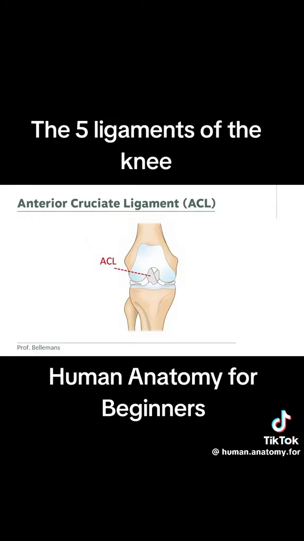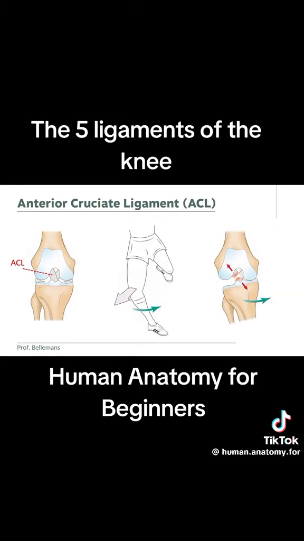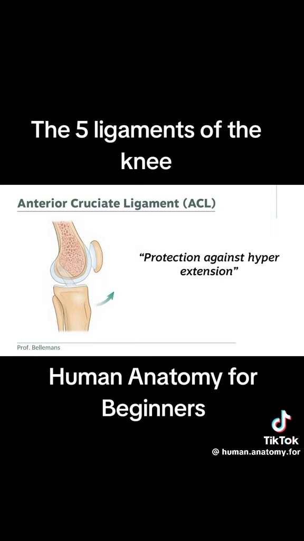The ACL protects the knee against rotation, like in a pivoting motion or during a sudden change in direction while the foot is still planted on the ground, and all the rotation is imposed onto the knee. But the ACL also protects against anterior drawer forces. That are forces that pull the tibia forward. And also, the ACL protects against hyperextension of the knee.